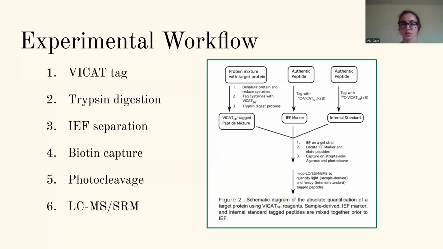And so this experiment and research contained a very cohesive workflow design. First, the proteins are reduced to expose the cysteine tags. They are then labeled using VICAT light or heavy. Then the labeled proteins are digested with trypsin to produce peptides. And then a radioactive VICAT marker is added to act as a tracking reference in the isoelectric focusing. So it's just so we can keep track of it; that's the visual component.